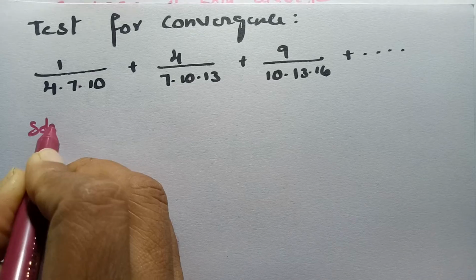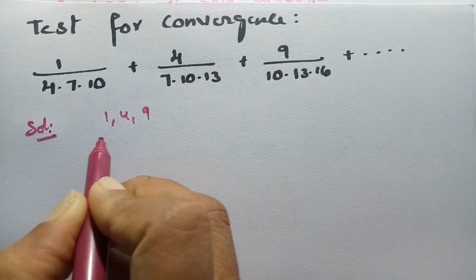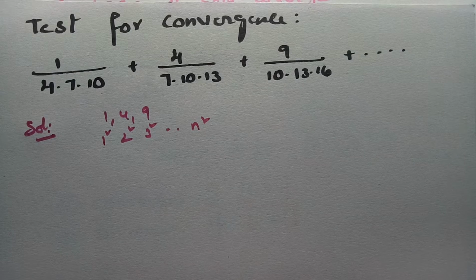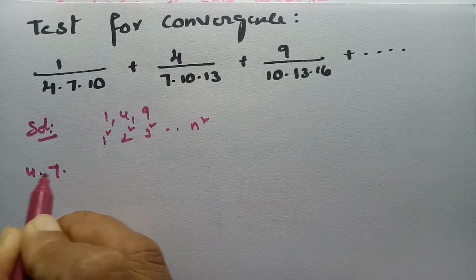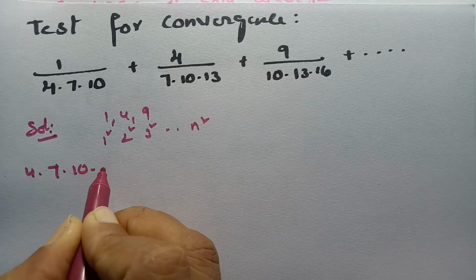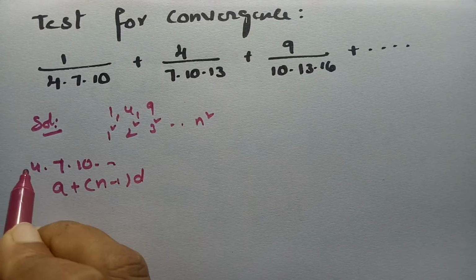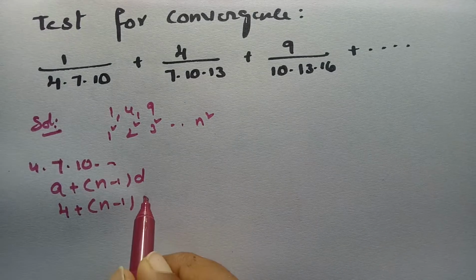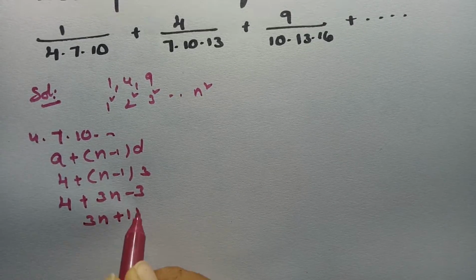In this solution, we write 1, 4, 9. The nth term will be n square, since this is 1 square, this is 2 square, this is 3 square, and so on. Now 4, 7, 10 and so on is an arithmetic progression, so we use the formula a plus n minus 1 into d, where a is the first term. The difference d is 7 minus 4, which is 3. So this will be 4 plus 3n minus 3, which is 3n plus 1.